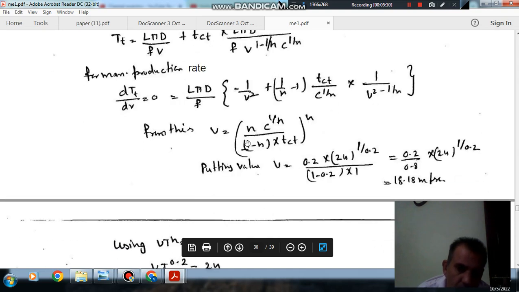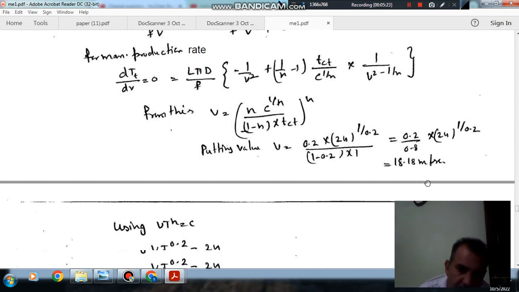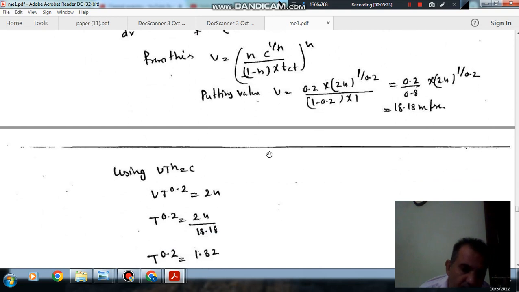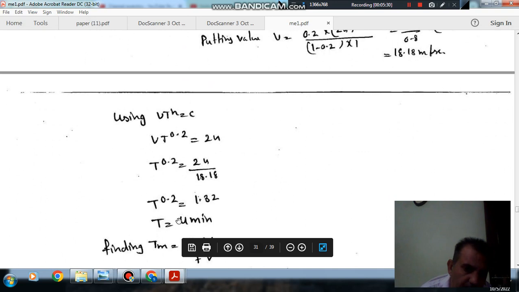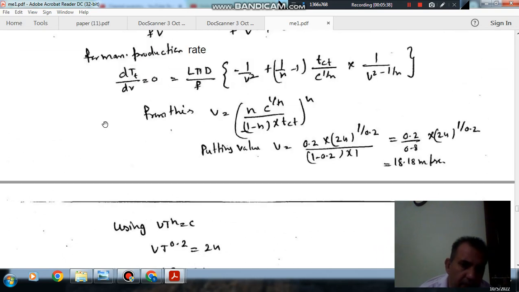Now we can put the value of n as 0.2, the value of C as 24, and the value of Tct as 1. So V comes out as 18.18 meter per minute. From the tool life equation we can put the value of V and find out the tool life. That comes out as 4 minutes. So now we have the value of V and the value of T corresponding to minimum time or maximum production rate.